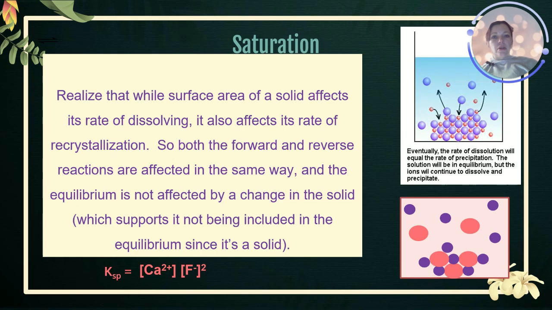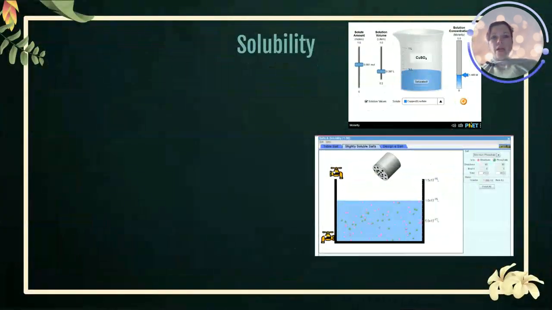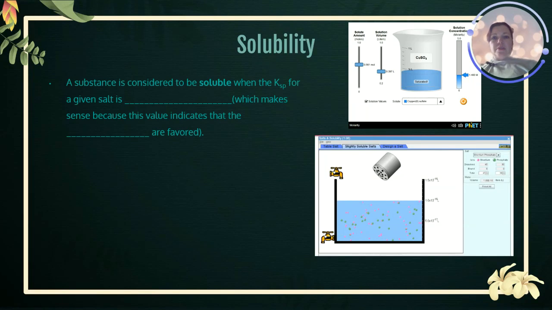Realize that while surface area of a solid affects its rate of dissolving, it also affects its rate of recrystallization. So both the forward and the reverse reactions are affected in the same way by the solid, which means that the equilibrium is not affected by a change in the solid itself, which supports it not being included in the equilibrium since it is a solid. So it still follows our rule. Now let's talk about solubility. The substance is considered to be soluble when the KSP for a given salt is greater than 1, which makes sense because that value indicates that the products are favored. And again, in this state, the products are the dissociated ions.